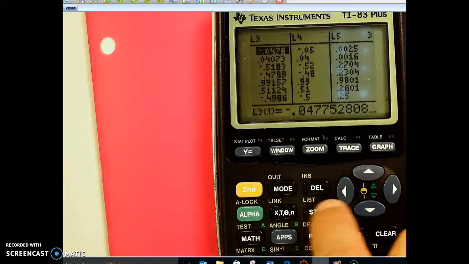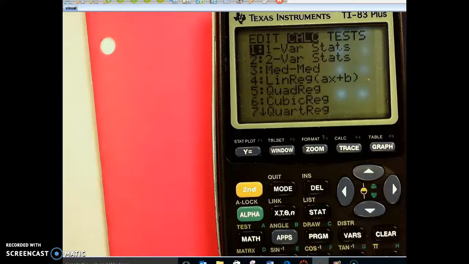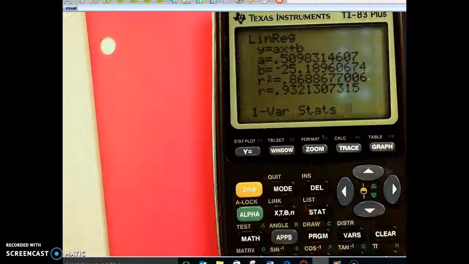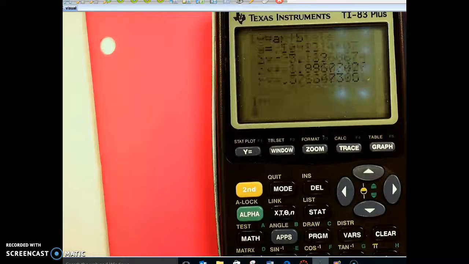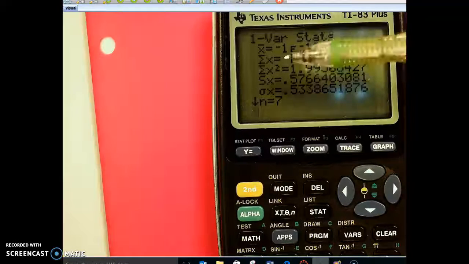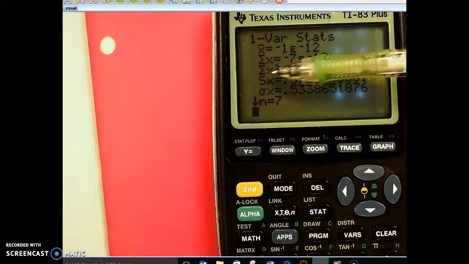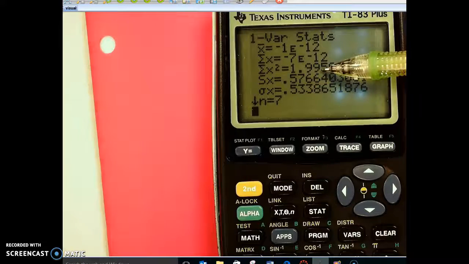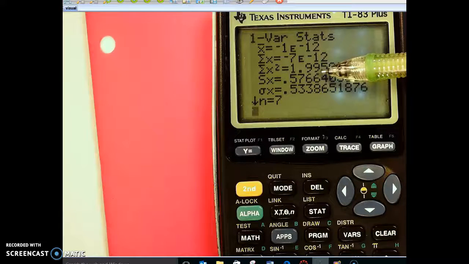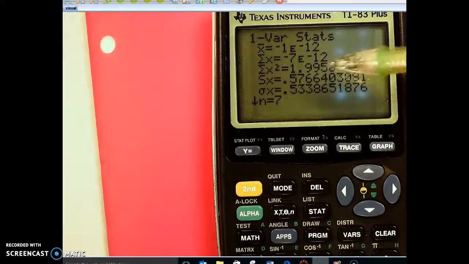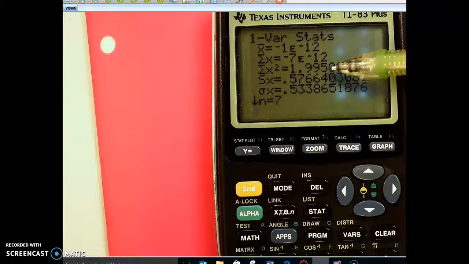If you go into stat calc, one variable stats, this time all that information is in list 3. The only difference in this case is I need to find the sum of the squares. Those values that were sitting there were just the residuals. So here they've squared them, they've added them up. Notice you get the same whole number value, which is 2.